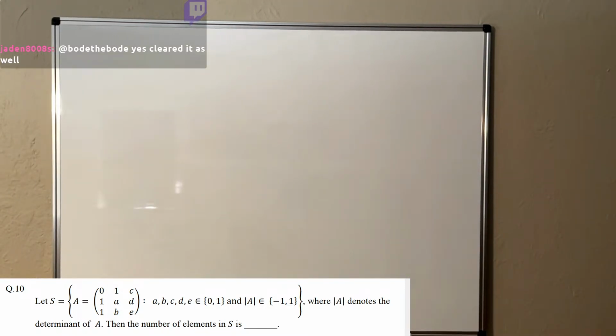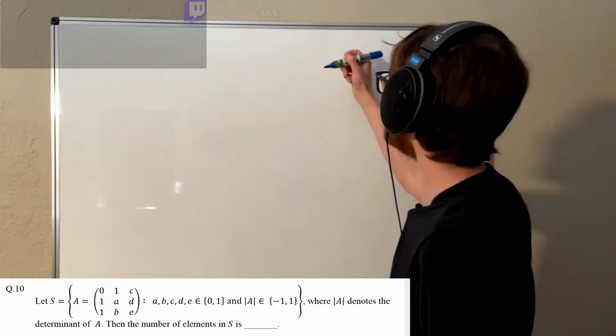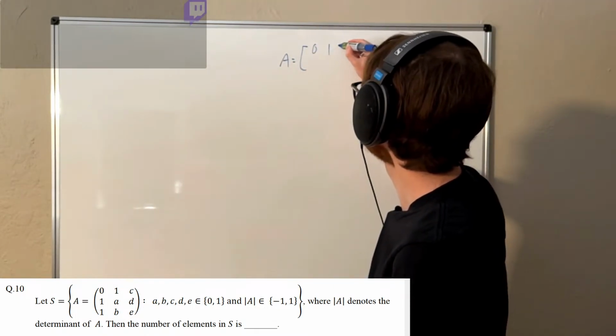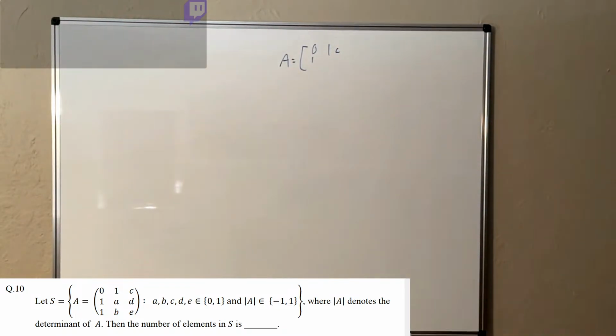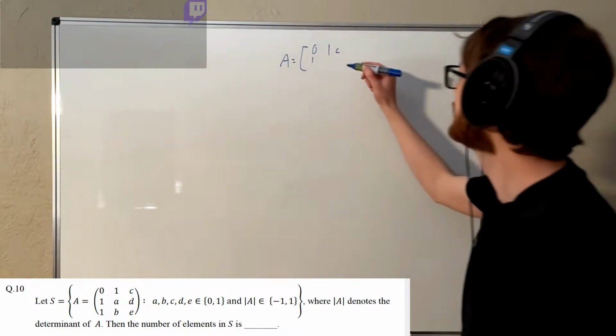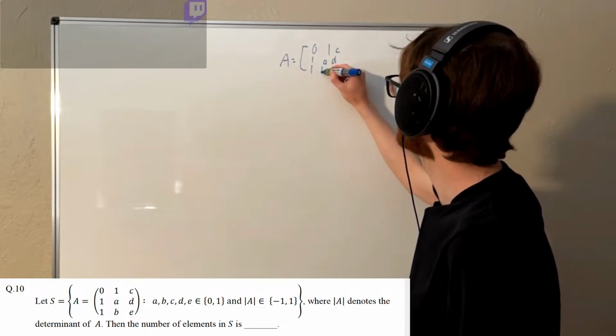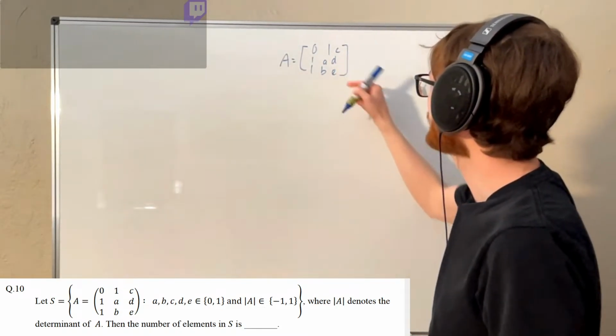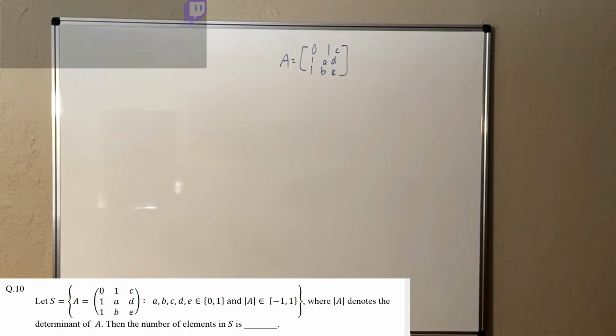Okay, so 0, 1, C, I think that was a 1, AD, 1, BC. No, that's E. Why are the letters used in that? Oh, I guess because they're going on the columns. Okay. The answer is 16 apparently. Oh yeah, it is 16 apparently. Hopefully we can figure it out.